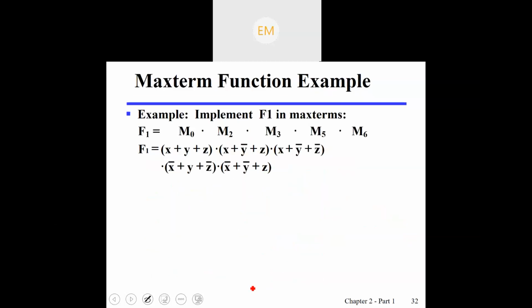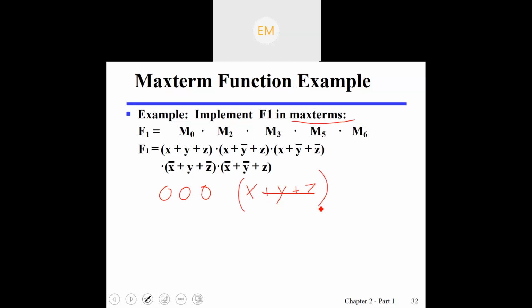We move to the max terms. Zero, what is it? That's easy, they are all zeros. But how do you write it, please? X plus Y. You have three variables, right? Only three variables, so what I wrote is wrong. It is 0, 0, 0. Max term zero will be written X plus Y plus Z.